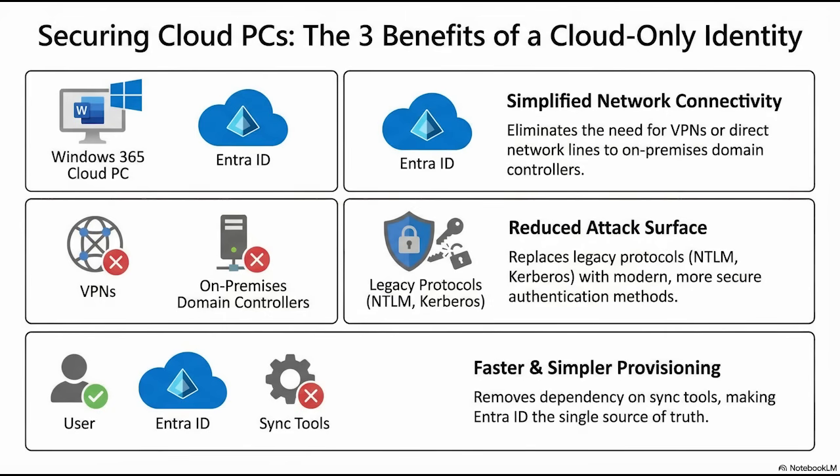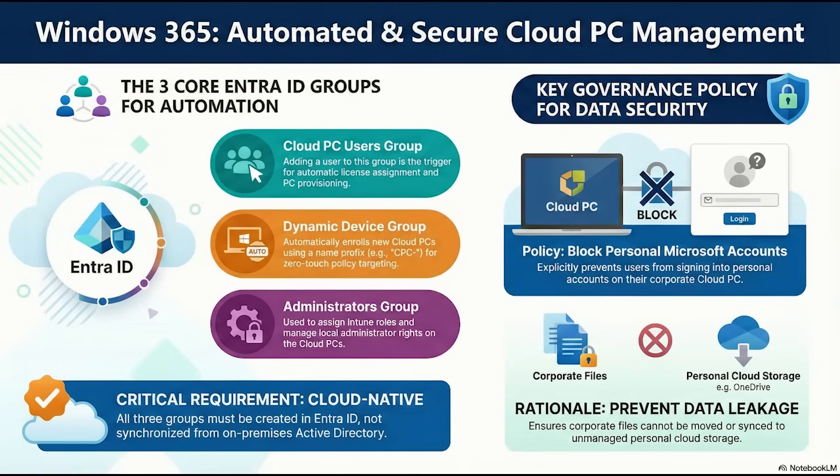And the third benefit? Simplicity and speed. When you're Entra ID joined, you eliminate the dependency on sync tools like Entra Connect that bridge on-prem AD to the cloud. This means you get faster, cleaner provisioning because the system isn't sitting around waiting for objects to sync or for attributes to reconcile. Everything is just native to the cloud. Exactly. So Entra ID becomes the single absolute source of truth for the user's login and for the device's identity. Now, to make all this work, the architecture requires some specific Entra ID groups.